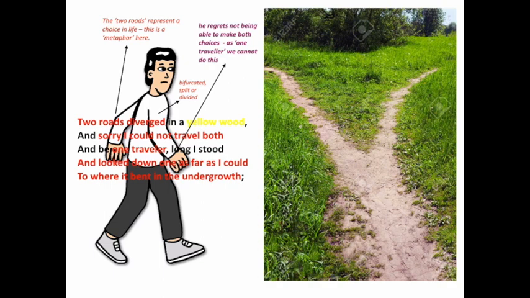before choosing the path. He wanted to make sure how it was. Was it the right road for him or not? But he could not see the path very far because, as you can see in the last line, to where it bent in the undergrowth.